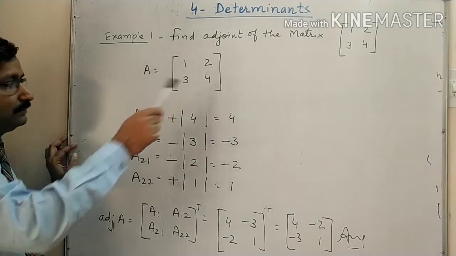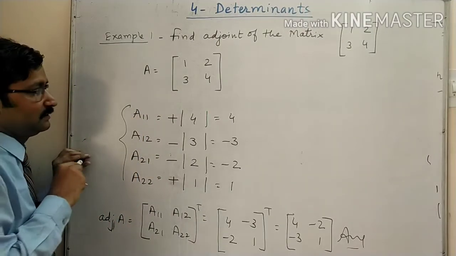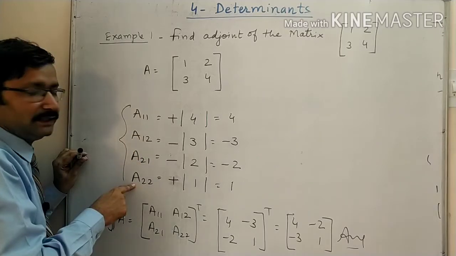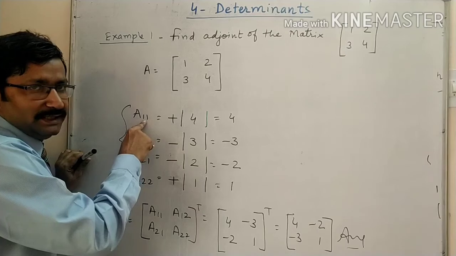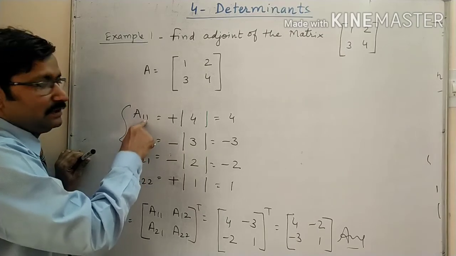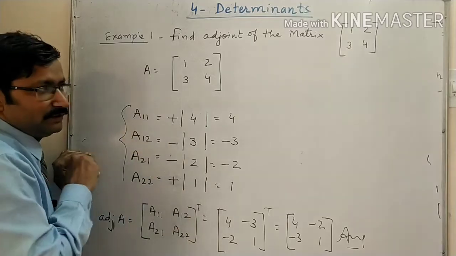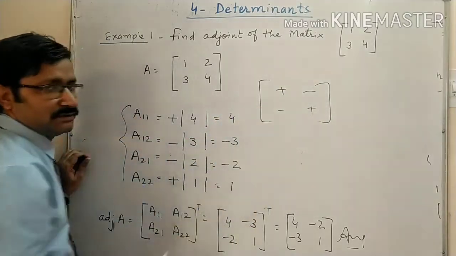This matrix is given to you. You will find the cofactors. How many cofactors do we get? 4 cofactors: capital A11, capital A12, capital A21, and capital A22. You find all 4, and keep in mind that if the sum of i and j is an even number, then plus, and if it is an odd number, then minus. So I have given you the order also, that you can keep in mind: plus, minus, minus, and plus.